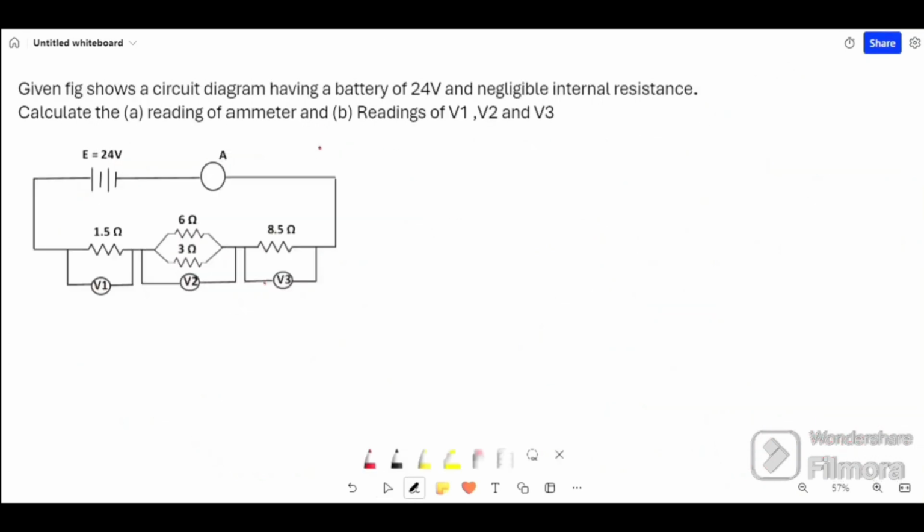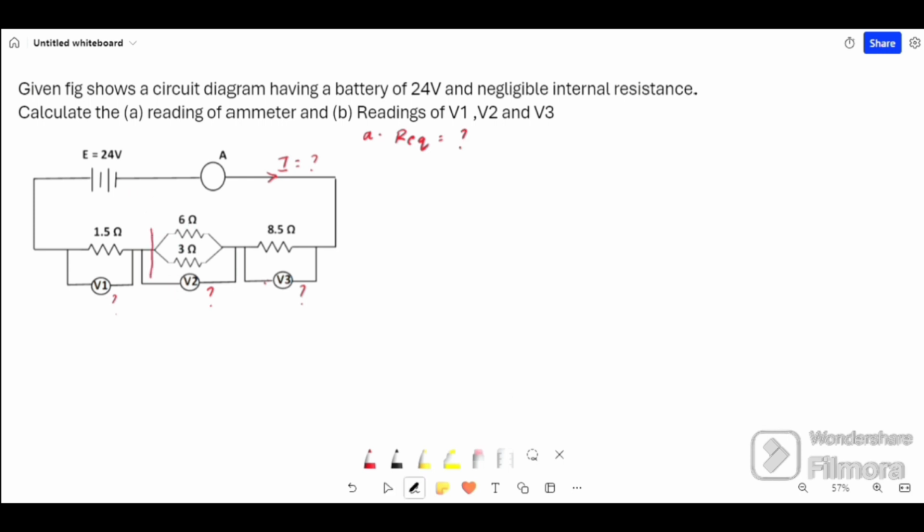Let us discuss another question. In this question, we need to find V1, V2, V3 voltages and the current through the ammeter A. First question, the reading of the ammeter means we should find the current through the circuit I. To find the current, we need to find the R equivalent of the circuit. Let's find R equivalent first.